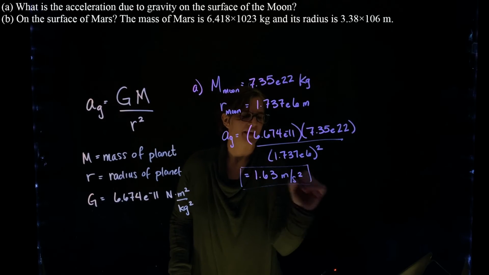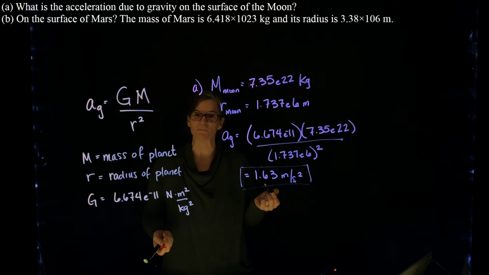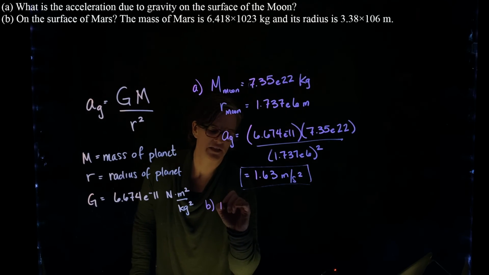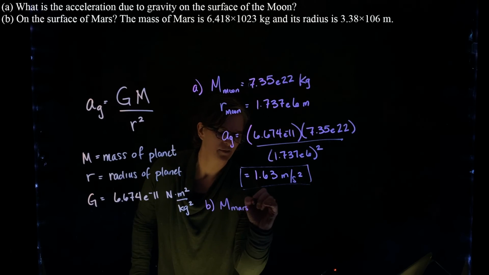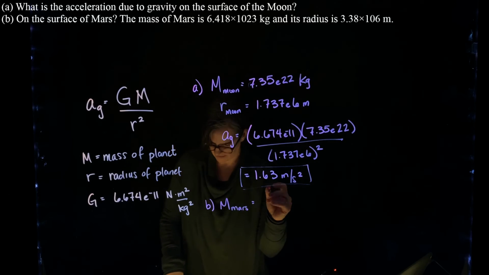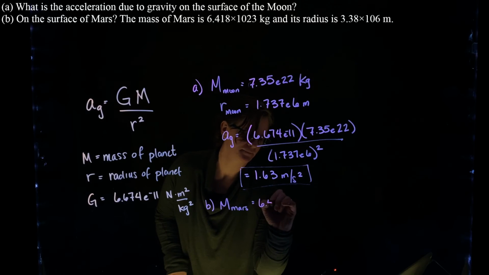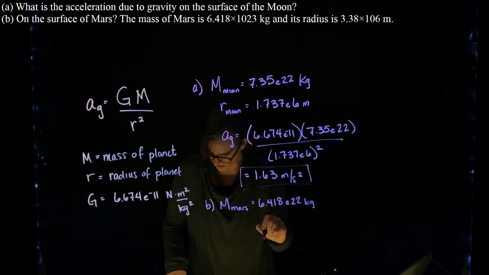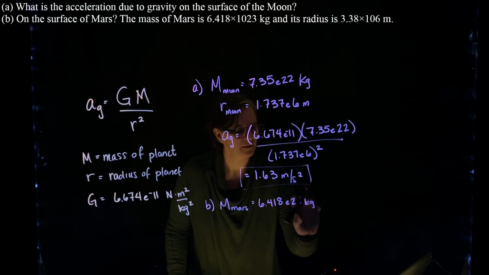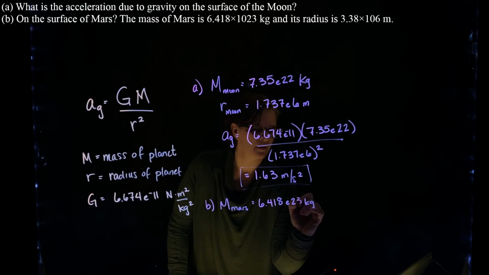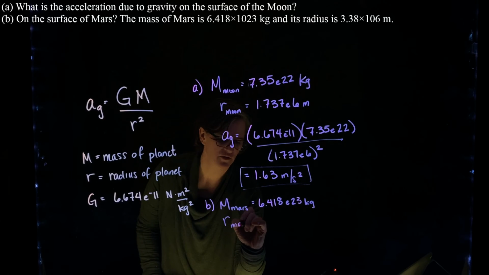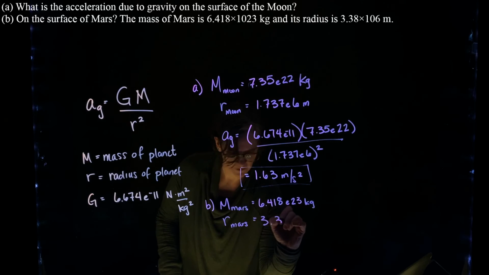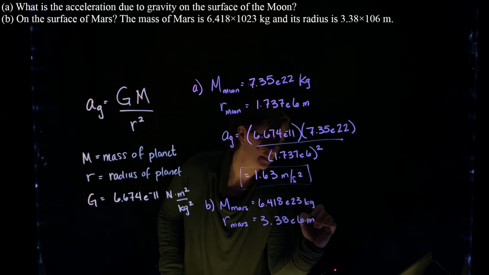So that's using that equation, practicing that equation for the moon. Part B has us practicing it for Mars. And so we need to know the mass of Mars, and we have to look that up. That mass of Mars is 6.418 times 10 to the 23rd kilograms. We also need to know the radius of Mars. So of an object on that surface, it would have a radius of 3.38 times 10 to the 6th meters.